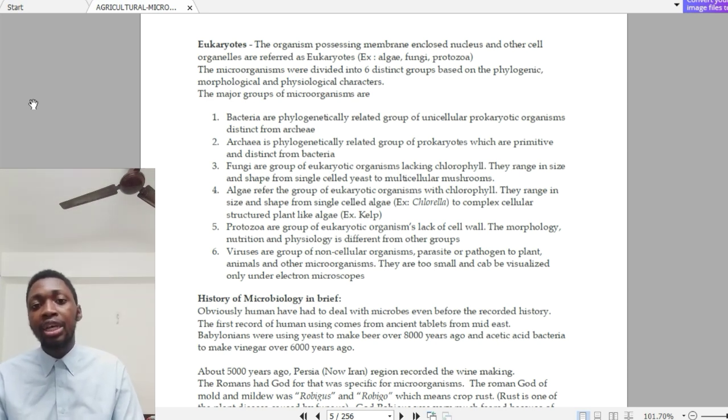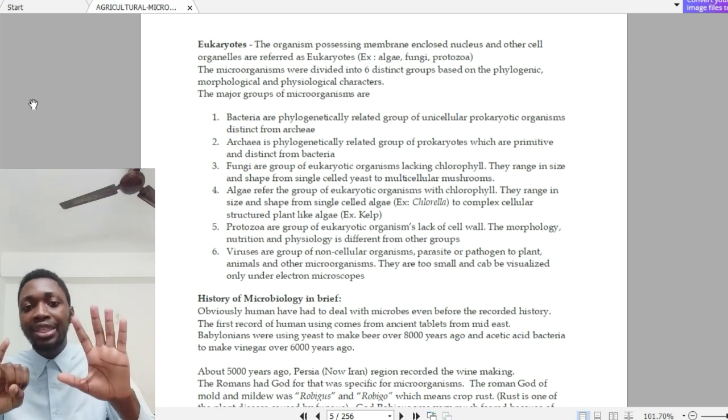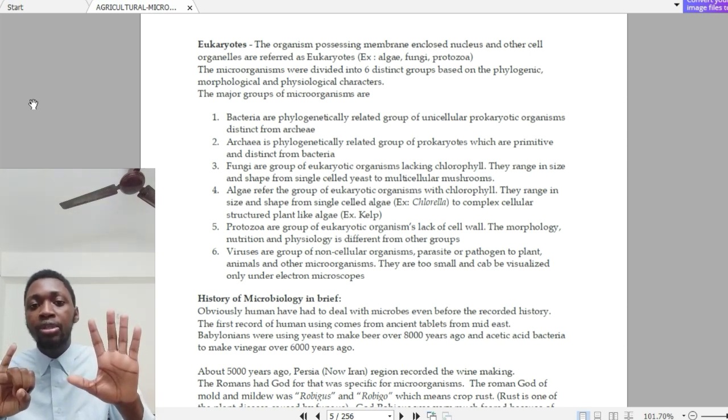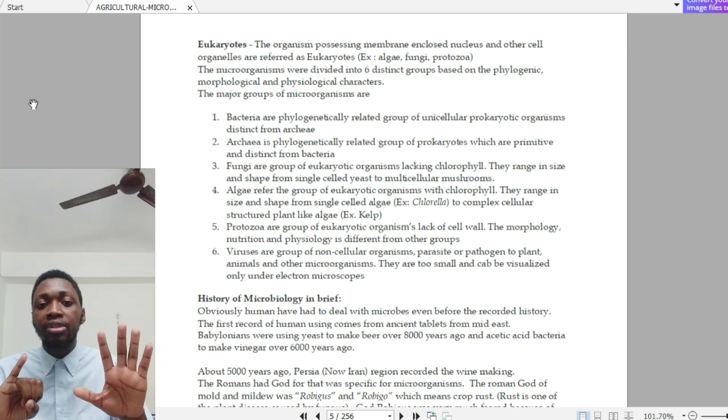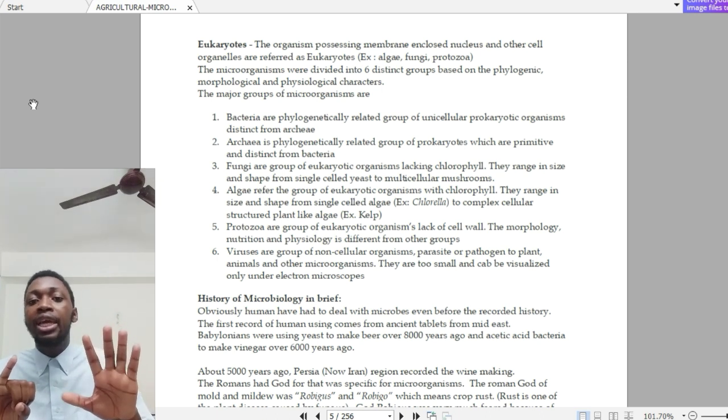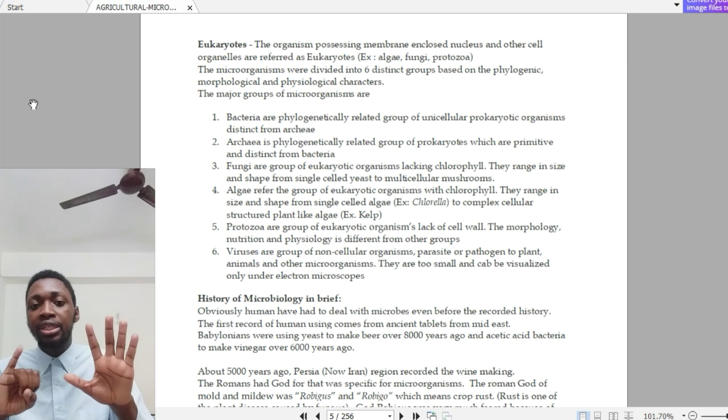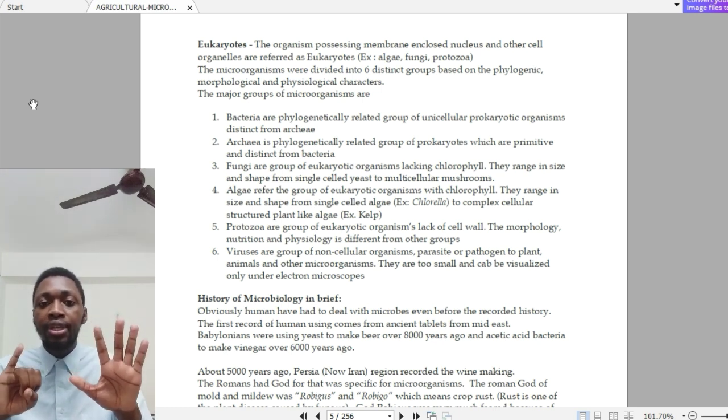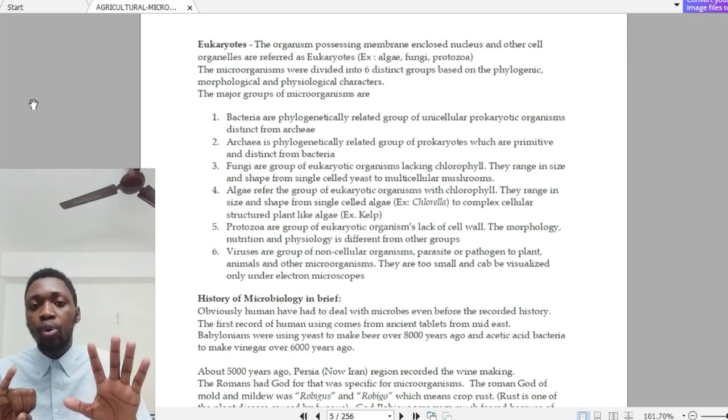As I stated, the groups I was mentioning include bacteria, algae, protozoa, fungi, archaea, and viruses. These are the 6 major groups of microorganisms, and all of these can only be seen under a microscope.